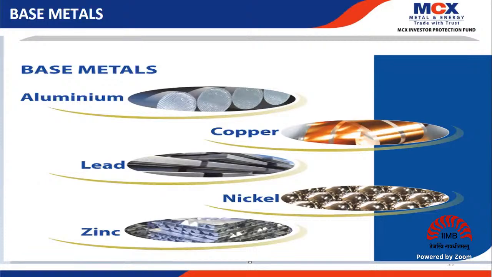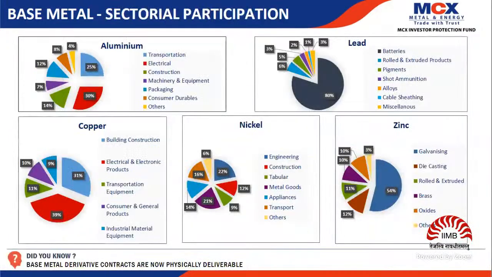What I can say is that copper prices are not limited to one sector. The price and the risk are associated with other sectors also. For any base metal, for example aluminium, transportation, electrical, construction and machinery sectors will be affected. All these sectors require aluminium. Similarly for lead, out of whatever production happens, 80% goes to the battery sector only. So whatever changes in lead prices, it is going to affect battery companies also.